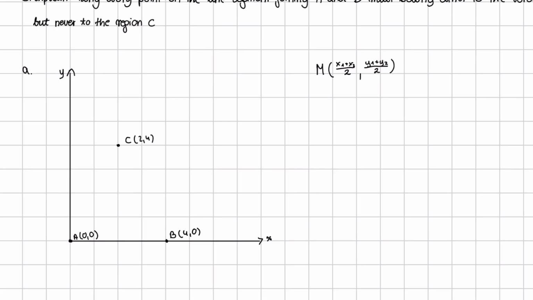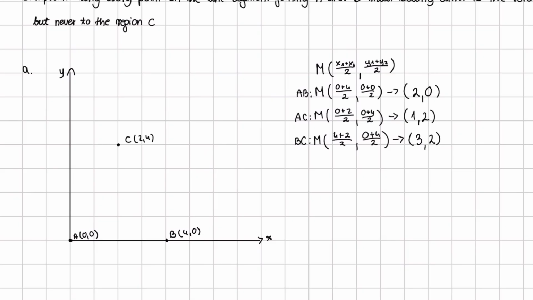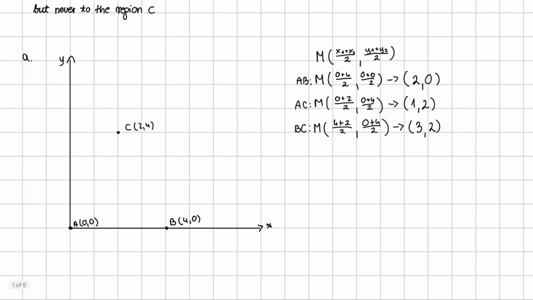And we have to find it for every segment, so for AB, AC, and BC. So these are our midpoints, and now we have to plot them. Firstly, 2, 0, so our first midpoint is in here, the second is 1, 2, so in here, and the third is 3, 2, so in here.